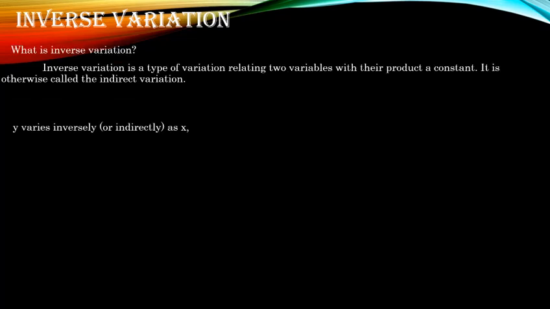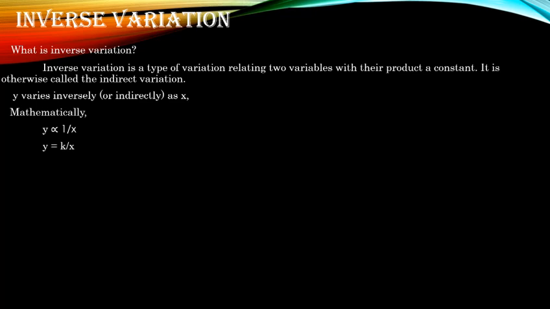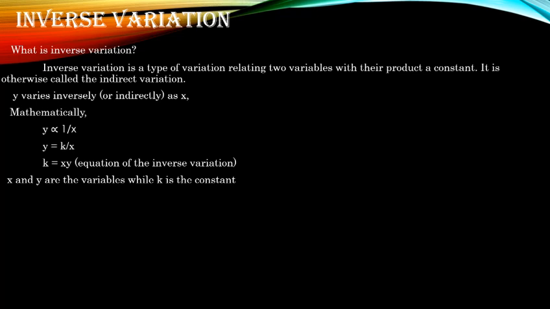Mathematically, you can say y varies inversely as x. Inversely is always having 1 over the variable you want to use. That's what inverse is all about, 1 over the variable. So y is equals to k over the variable, where you had the one, you change it to k over the variable. And as I said in the direct variation, k is always the subject of formula, so k is equals to xy. Knowing that x and y are the variables, k is constant.